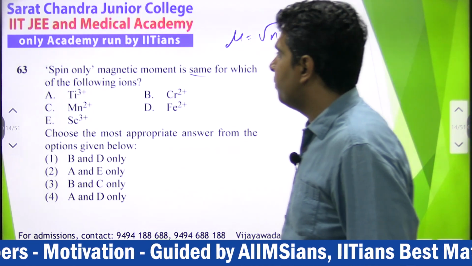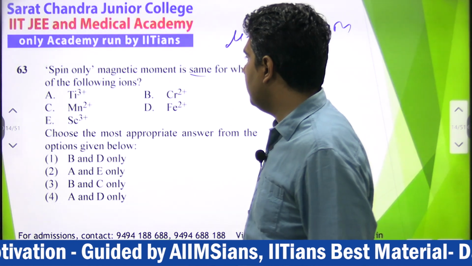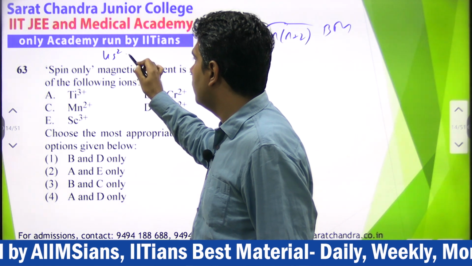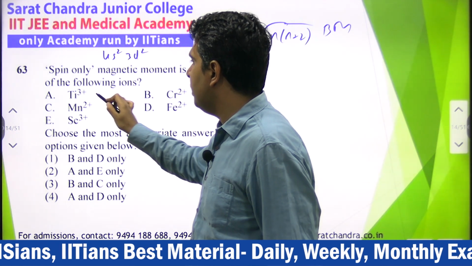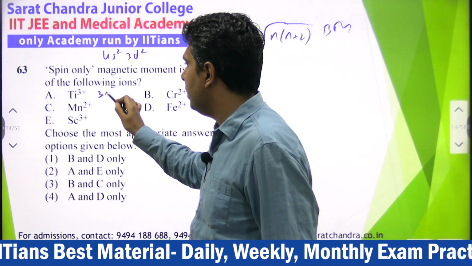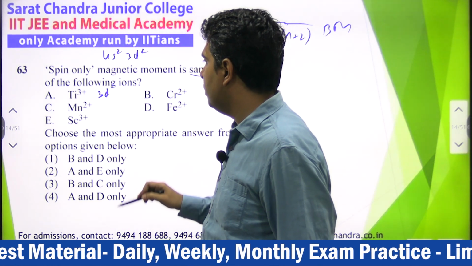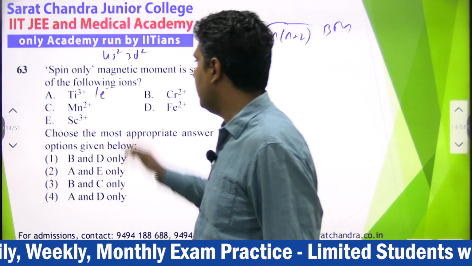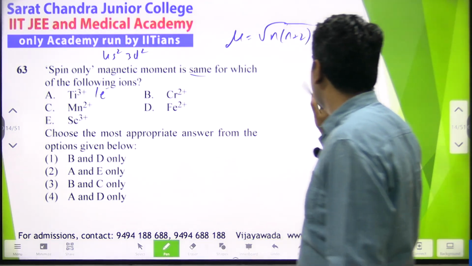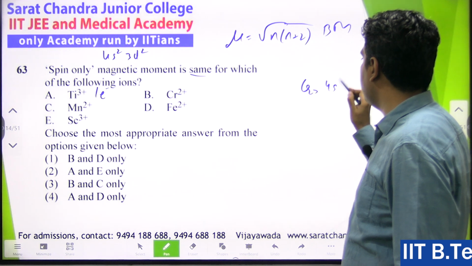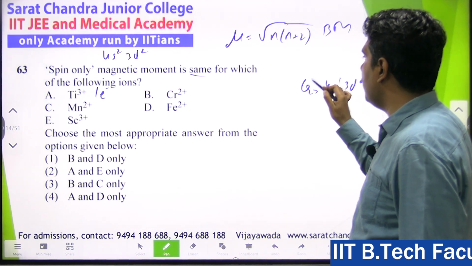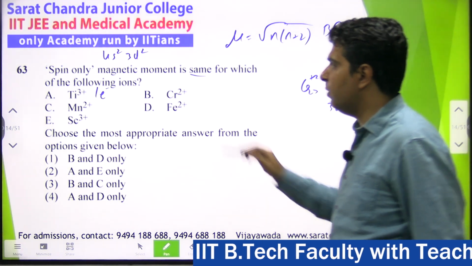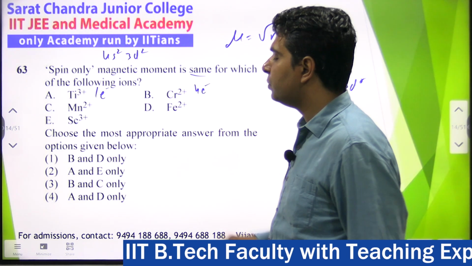So titanium +3. Titanium is 4s2 3d2. Now titanium +3 will be 4s0 3d1. So it has one unpaired electron. I'm writing it over here. Now chromium. Chromium is 4s1 3d5. Now chromium +2 will be 3d4. It will have 4 unpaired electrons.